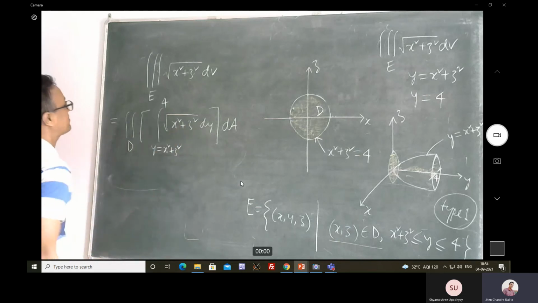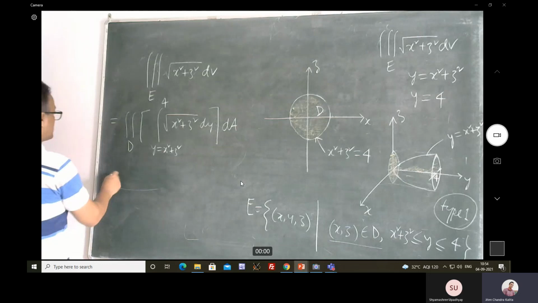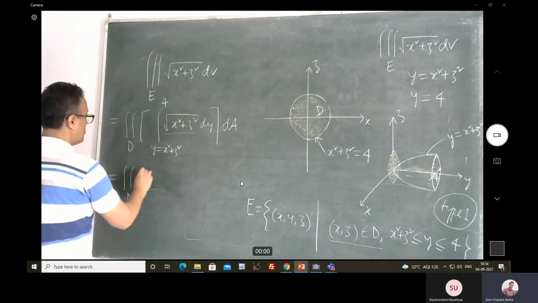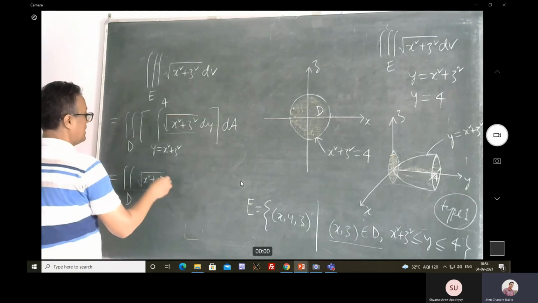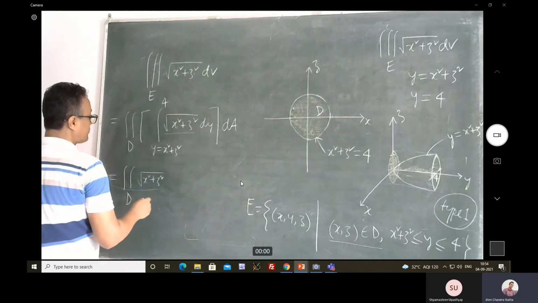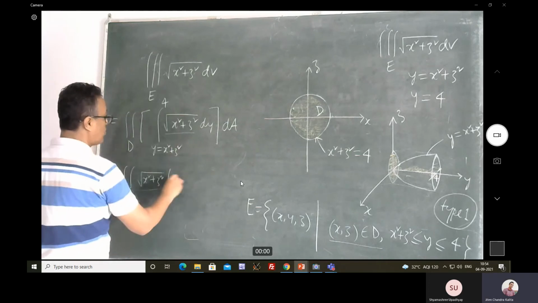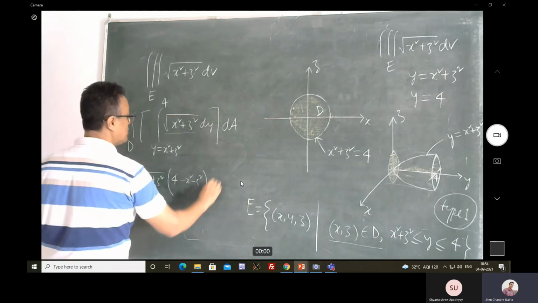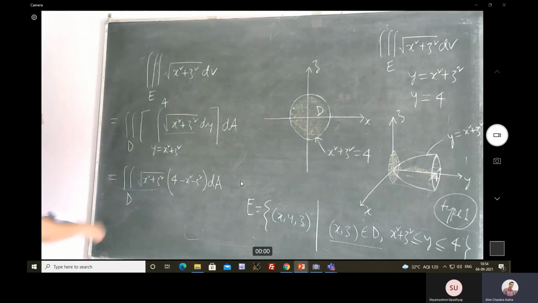I'm not even bothered about what I'm going to do next. My next step will definitely be integrating this with respect to y. Because this is independent of y, it is simply the square root of x squared plus z squared times y, where the upper limit of y is 4 and the lower limit is x squared plus z squared, dA. And you know that D is a region in the xz plane.